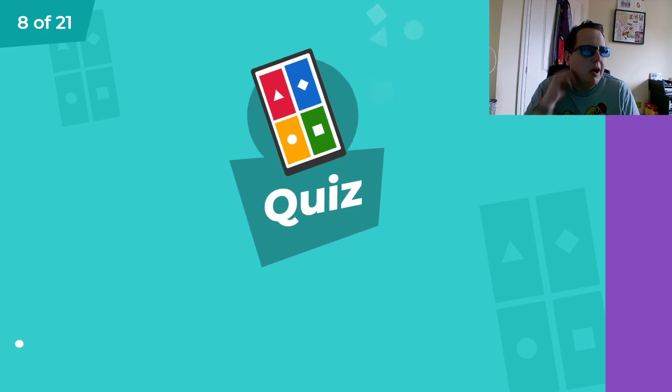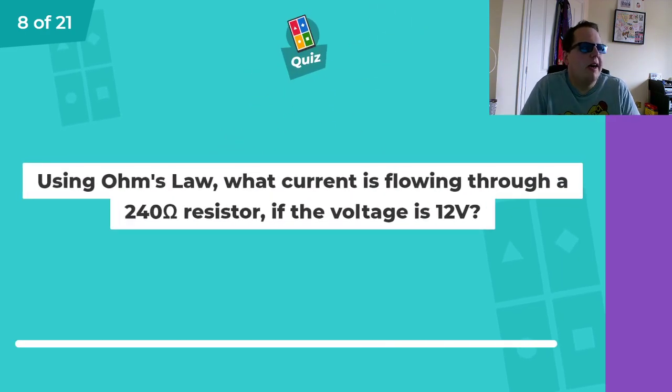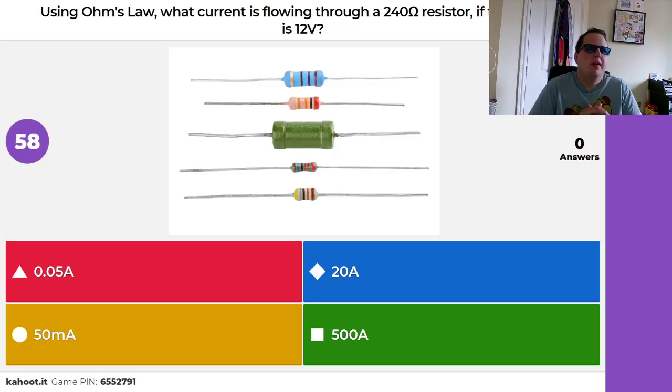Well done. Okay, so another quiz question, another multi-select. All right, so using Ohm's law, what current is flowing through a 240 ohm resistor if the voltage across it is 12 volts?